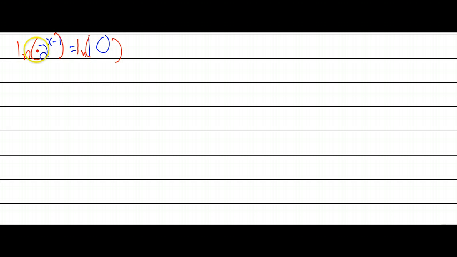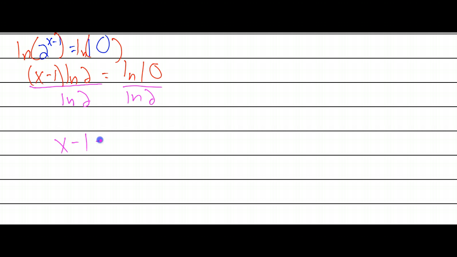Alright, so using your exponential rules, we're going to have x minus 1 times the natural log of 2 is equal to the natural log of 10. Again, since we're solving for x, you have to get rid of the ln 2. The way to get rid of that is by dividing.